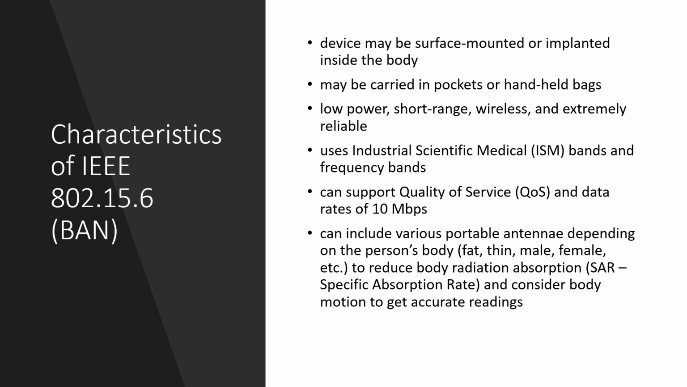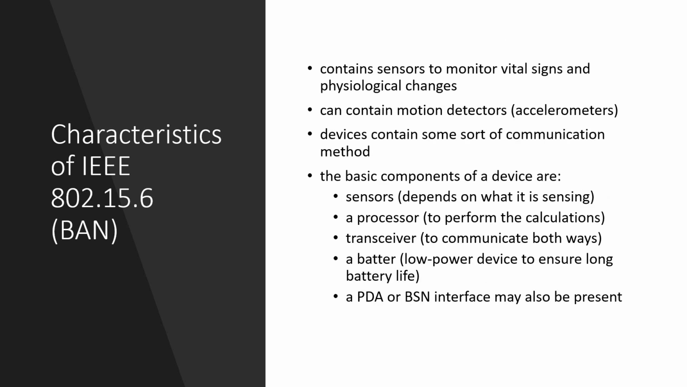So considering these things, there might be an antenna connected to the device, and the antenna might be of different shapes or sizes, or of different technologies depending on the scenario. It can contain sensors to monitor vital signs and physiological changes of the body, and it can also contain motion detectors or accelerometers, which are present in some of our mobile phones as well. And obviously it needs to contain some sort of device which can communicate with other sensors or other devices which are in the body area network.